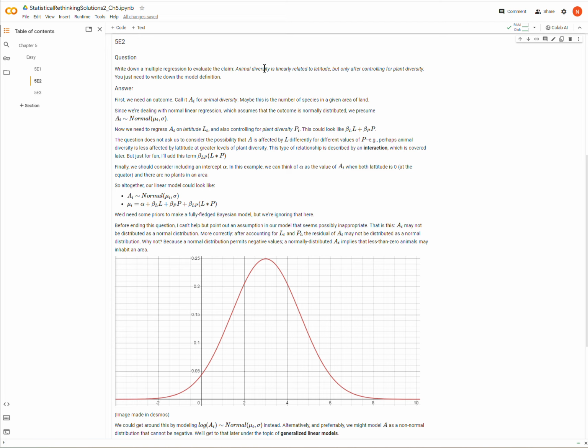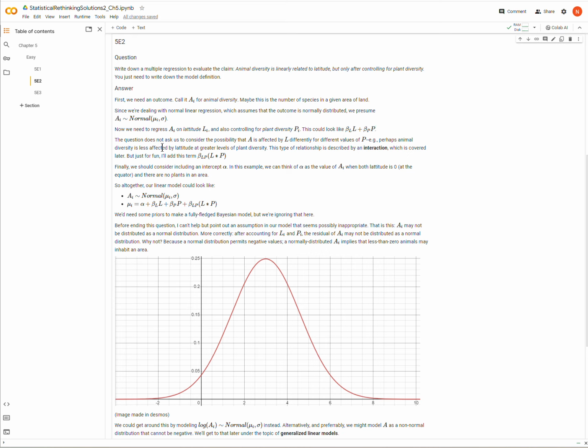We could actually say animal diversity is linearly related to plant diversity, but only after controlling for latitude. And it would be this same thing here. So in other words, as terms go into the linear regression, each term is acting as a control. So what you're trying to estimate at the end is an estimate for the effect of an explanatory variable, L or P, after controlling for all other explanatory variables in the model, P or L. Okay, so I hope that made sense.